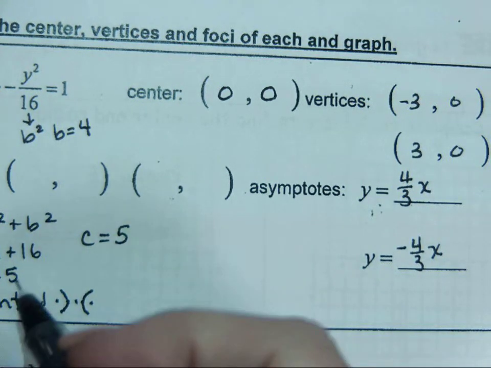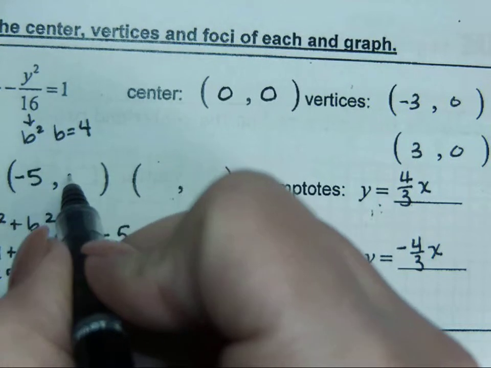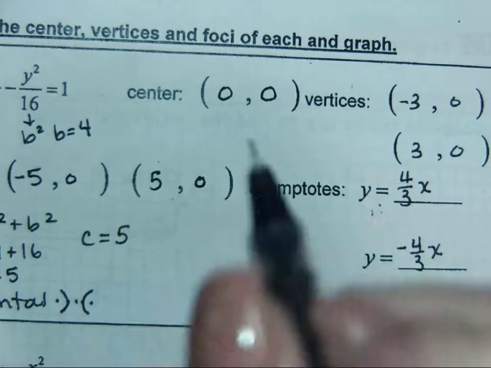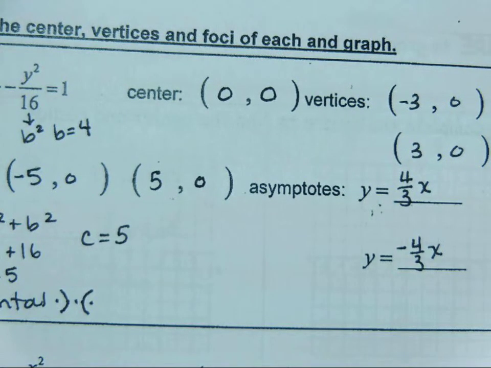And then again, I'm just going to look at my graph, and my foci are at negative 5, 0 and positive 5, 0. So this is the technique we're going to use to be graphing our hyperbolas.